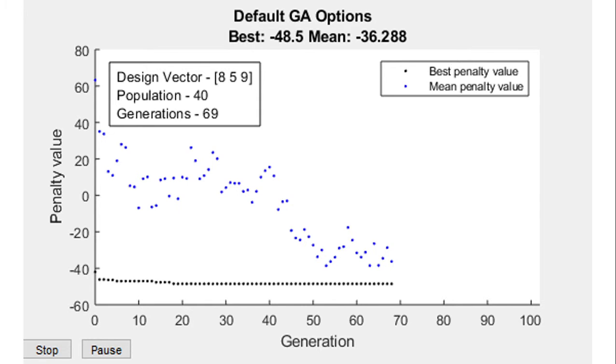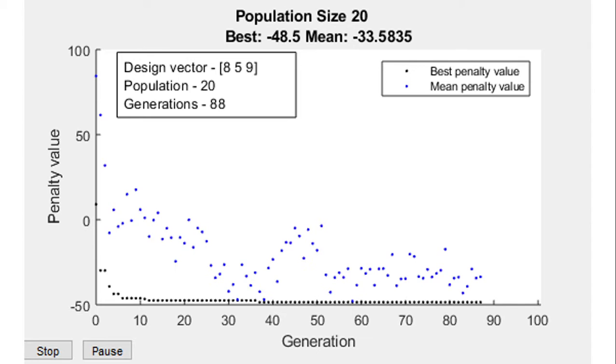However, I wanted to see if we could cut down the number of times the function is called. The first thing I did is I tried to limit the population size to 20. I was still able to achieve the same design vector with the same efficiency with only 20 or so more generations called, which cuts down on the number of times the function was called.